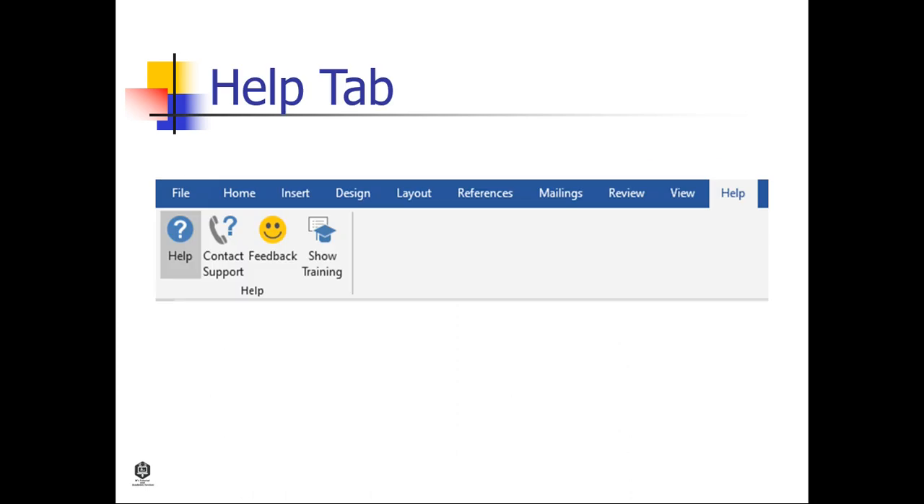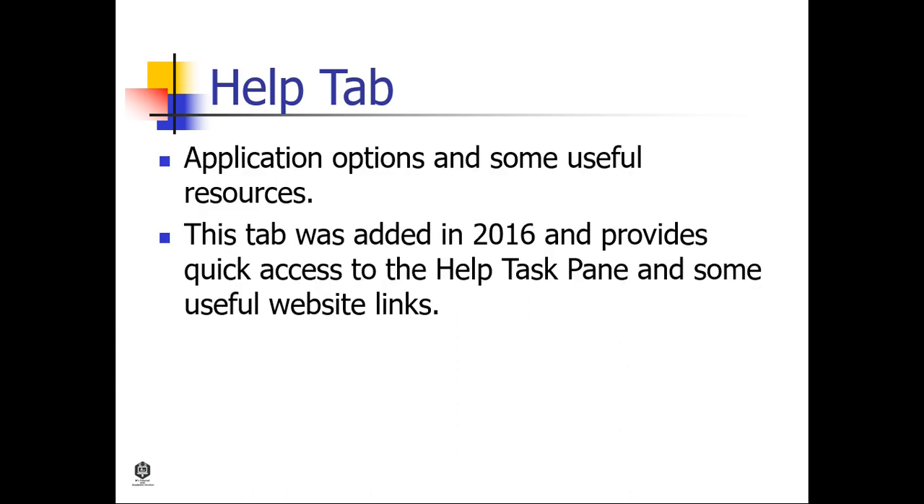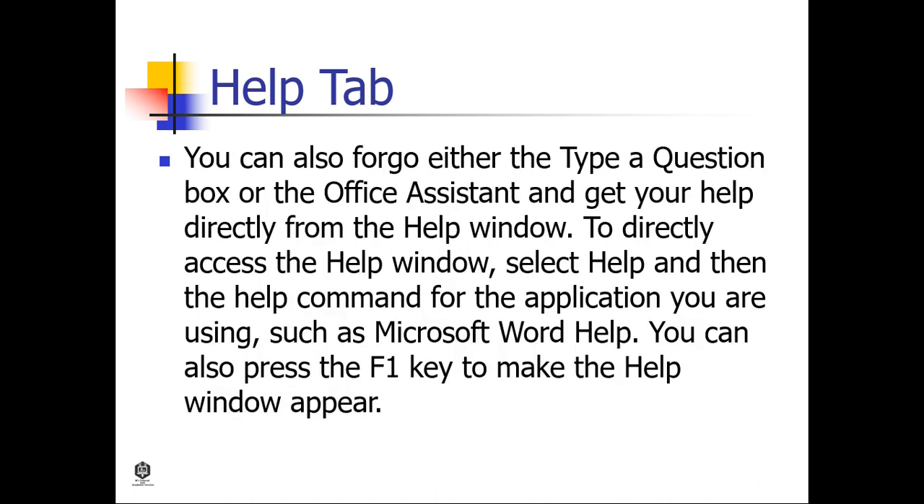Let us recall the Help tab. Help tab, application options, and some useful resources. This tab was added in 2016 and provides quick access to the Help task pane and some useful website links. You can also forego either the type a question box or the Office Assistant and get your help directly from the Help window. To directly access the Help window, select Help and then the Help command for the application you are using, such as Microsoft Word Help. You can also press the F1 key to make the Help window appear.